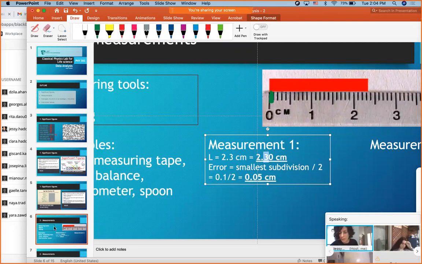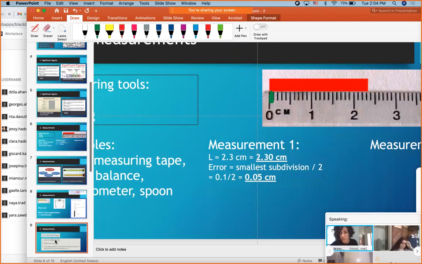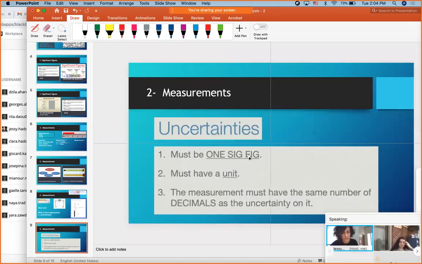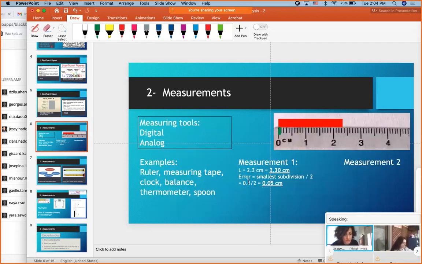So if you look at the rule, which is in the next slide, every time you write an uncertainty, it has to be 1 sig fig, and it must have a unit, and the measurement must have the same number of decimals as the uncertainty. Now back to our value, I can see my error is 1 sig fig, and it has a unit. And when I go back to my actual measurement, I see they have the same number of decimals and therefore the same precision.